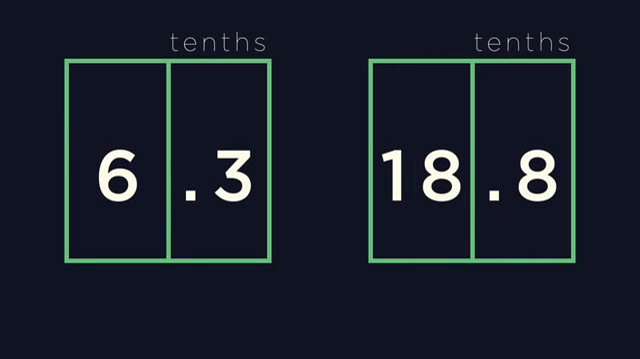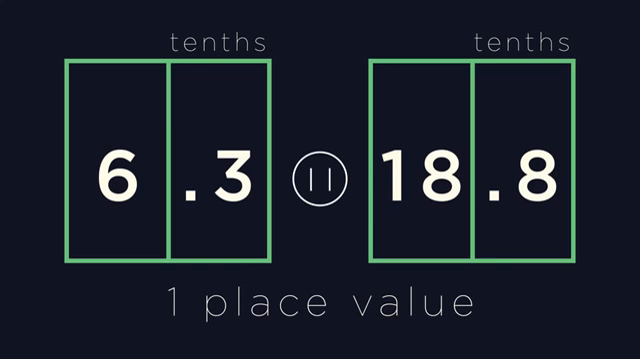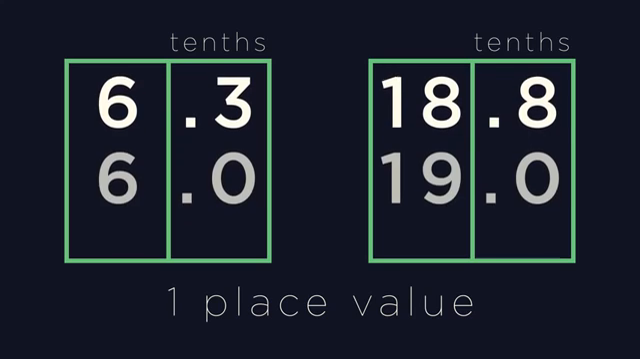Have a go at approximating these questions, rounding it up just 1 place value. Pause and have a try. How did you do? If we look at 6.3, its lowest positional value is 3 in the tenths column, so we round it up 1 position to just 6. For 18.8, the lowest positional value is 8 in the tenths column, so we would round up, giving us an approximation of 19.